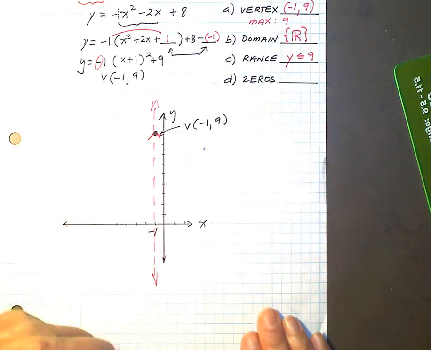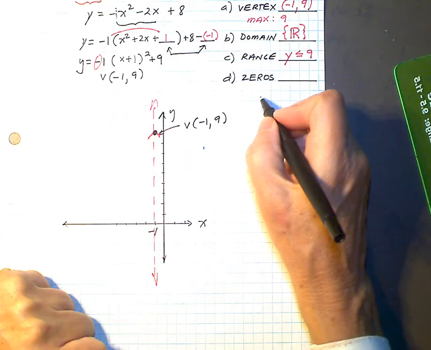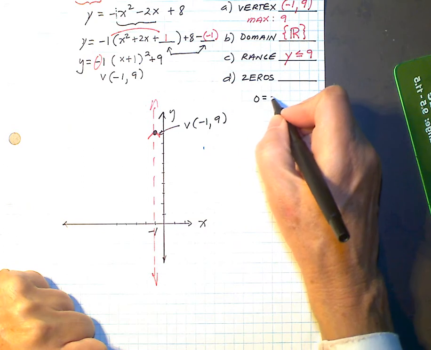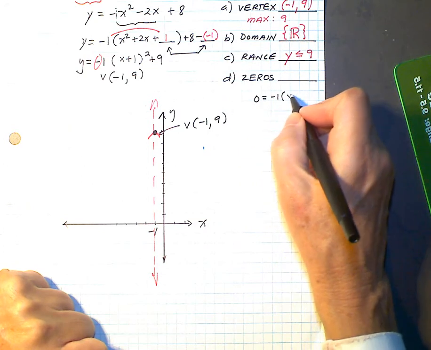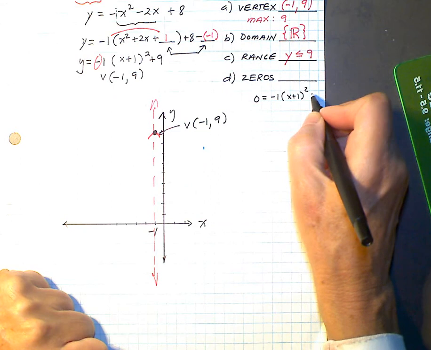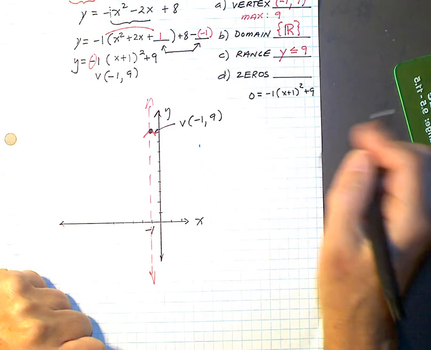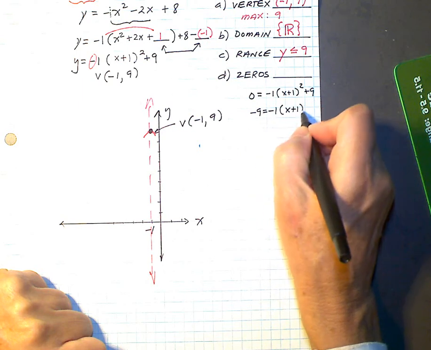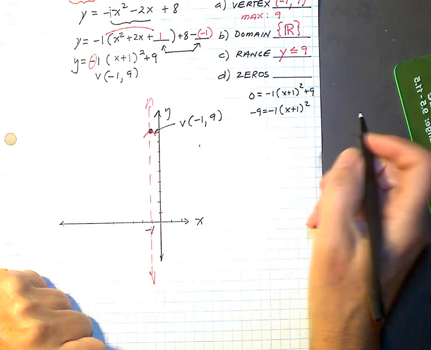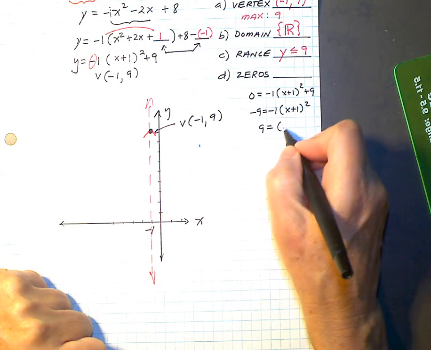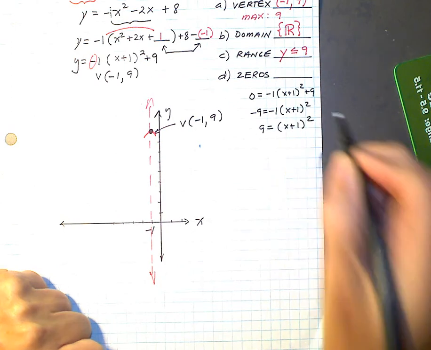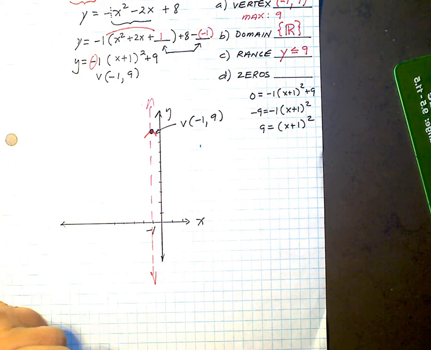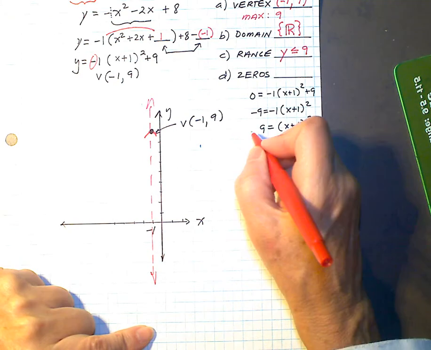So I think I'm going to do that right down here. So I'm going to set y equal to 0, which is equal to negative 1 times x plus 1 squared plus 9. And now I'm going to subtract 9 from both sides, and I'm going to divide both sides by negative 1. So I have 9 is equal to x plus 1 squared. I'm using the square root method, which is nice and easy. So now I'm going to take the positive and negative square root of both sides.